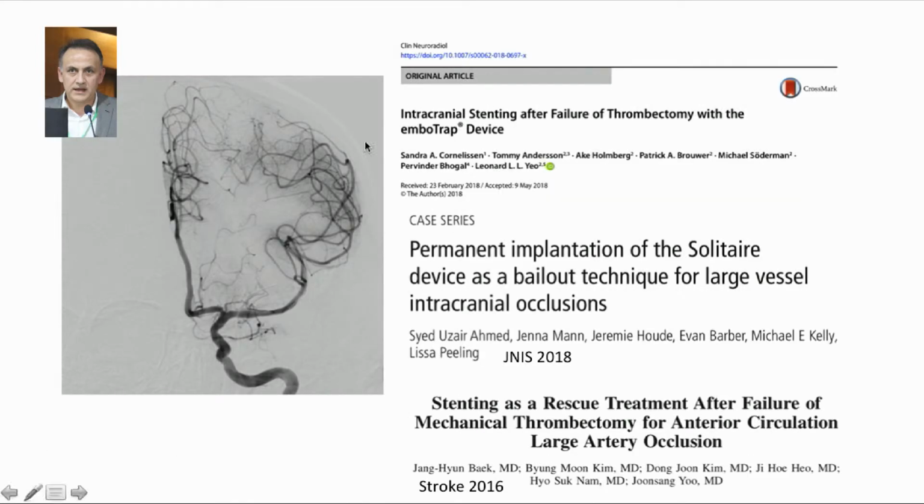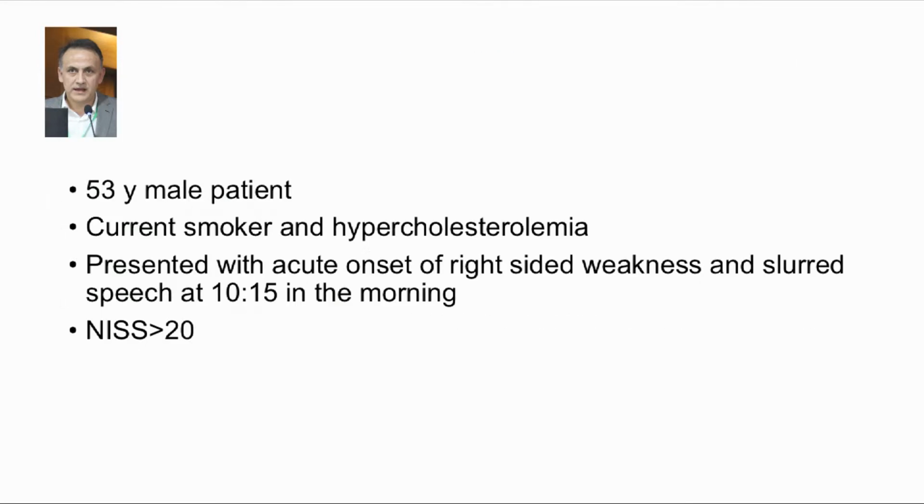And this is after stenting. So there are, of course, some papers regarding coronary stent implantation in the cerebral arteries. I'd like to present another case, which is a 50-year-old male. He is a current smoker with hypercholesterolemia. He also presented with acute onset of right-sided weakness and dysarthria.